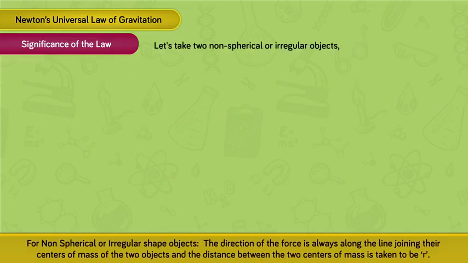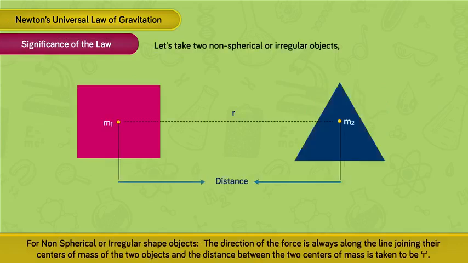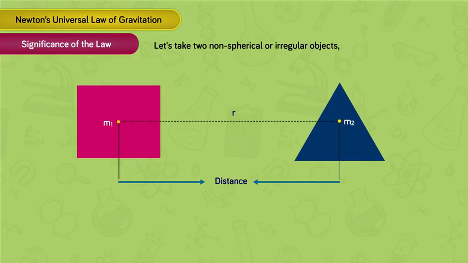Number 4. For non-spherical or irregularly shaped objects, the direction of the force is always along the line joining the centers of mass of the two objects, and the distance between the two centers of mass is taken to be r. Note, the center of mass is at the point of its centroid.